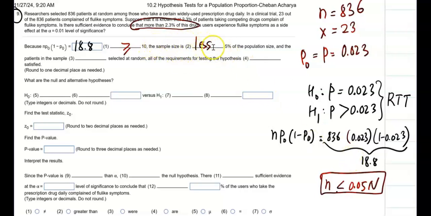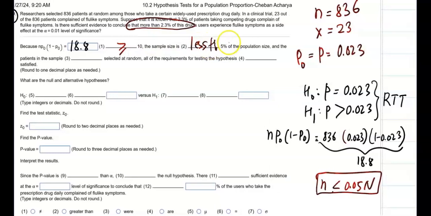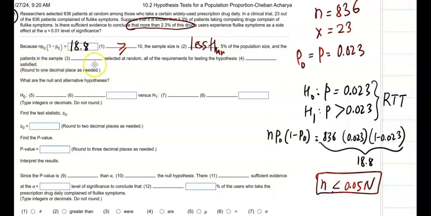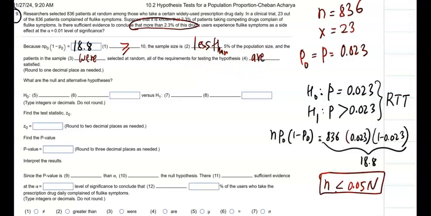The sample size is less than 5% of the population size, and the patients in the sample were selected at random. Again, the selection of the sample must be random, so you have to select the word where here to make sense of this sentence. All the requirements of testing the hypothesis are satisfied. Again, this is basically you completing the sentence so that it makes sense, so that you can test the hypothesis using whatever method you like. So that's how you answer the first part of the question.